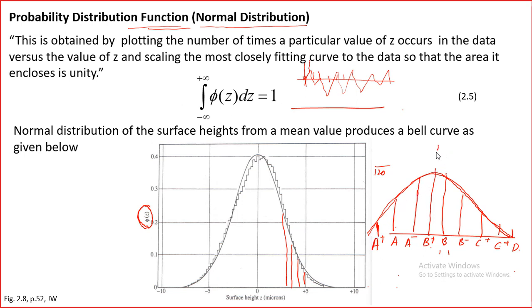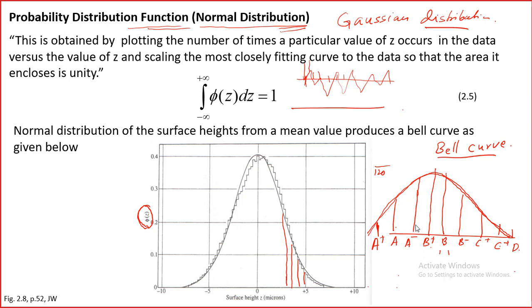This is also known as a bell curve, because this looks like a bell. So either we call it a bell curve, or we call it a normal distribution, or we also call it Gaussian. So this is the understanding of what a normal distribution is.